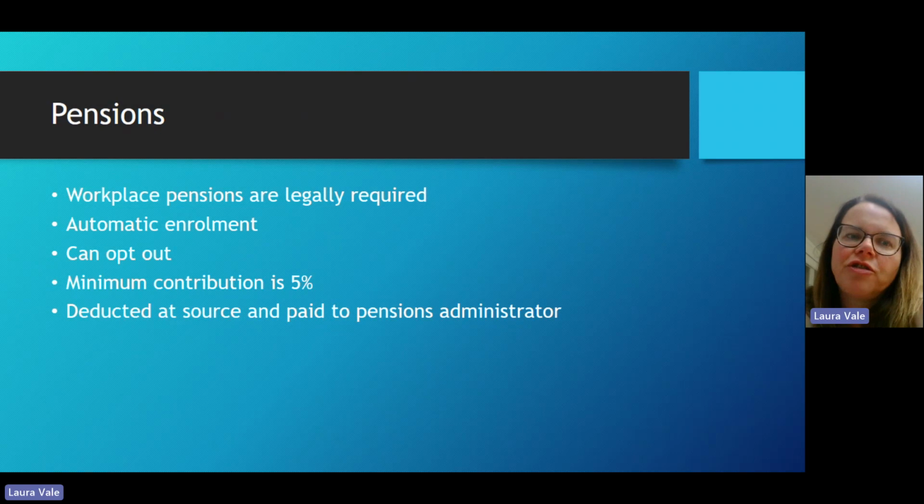Pensions, another statutory deduction. Workplace pensions are now a legal requirement. Employees will be automatically enrolled, although they can opt out. There's a minimum contribution if they're in the scheme of 5% currently. And again, this will be deducted at source and paid over to the pension scheme administrator. As we'll see shortly, if the employee is in the scheme, then the employer also has to make a contribution.